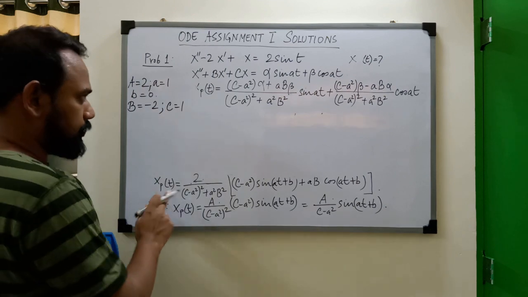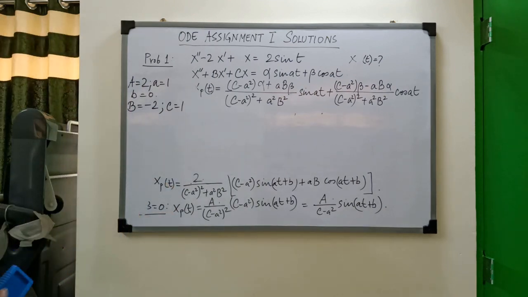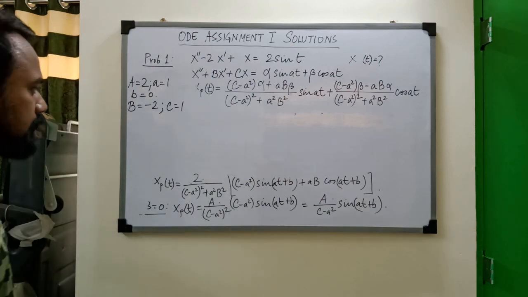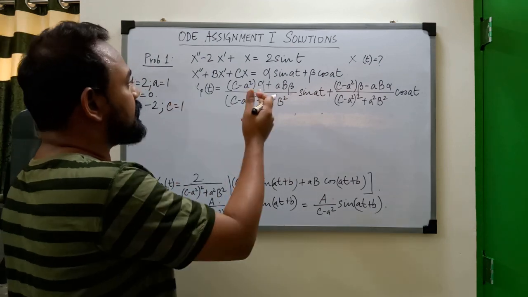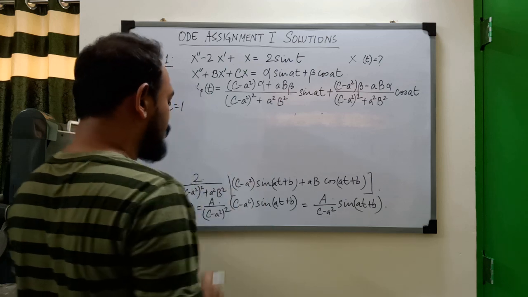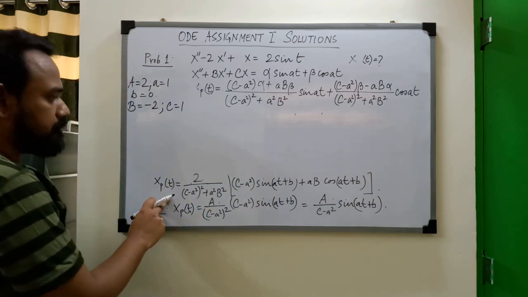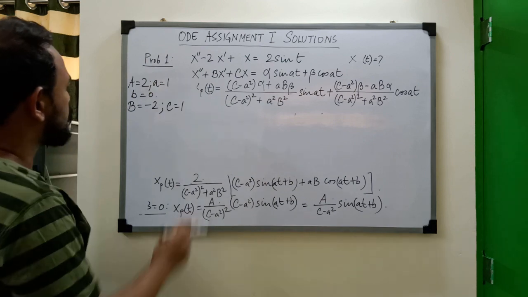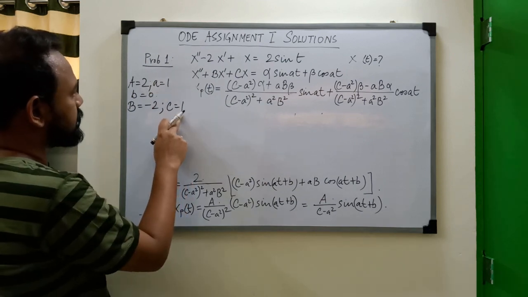I'm trying to find a particular solution first, then we will go for the general solution. Then I'll find the complementary function. Combining the two, I'll get the general solution. So xpt first. Capital A is 2. Small a is 1 and capital C is 1.